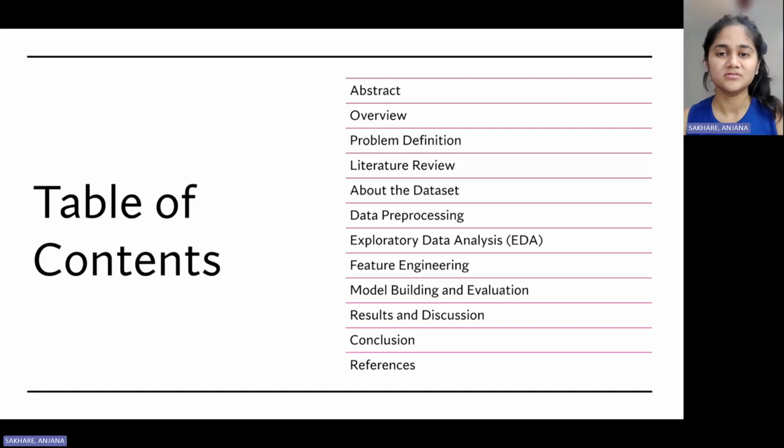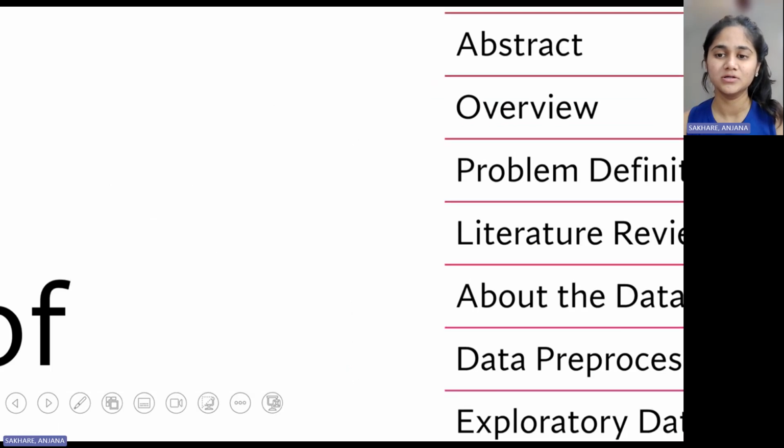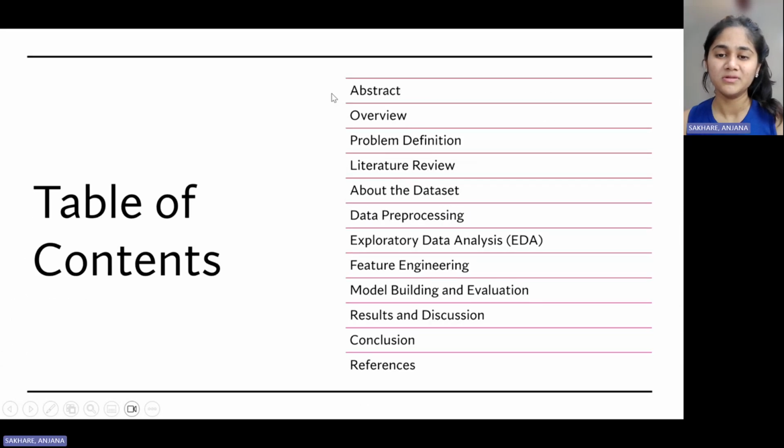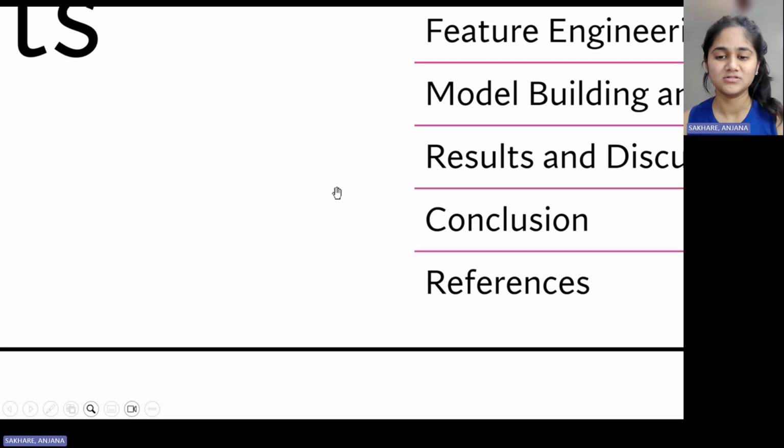So here is the table of contents. It has a lot of contents that starts with the abstract, the overview, the problem definition, the literature review, about the data set, the data processing, the exploratory data analysis, feature engineering, model building, and the evaluation, continued with the results and discussions, conclusion, and the references.